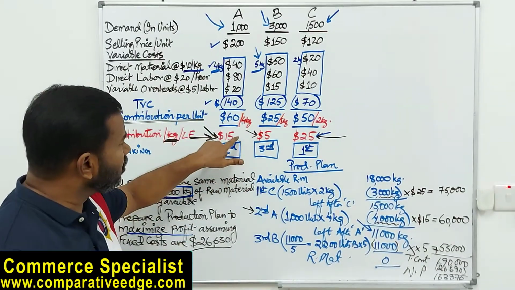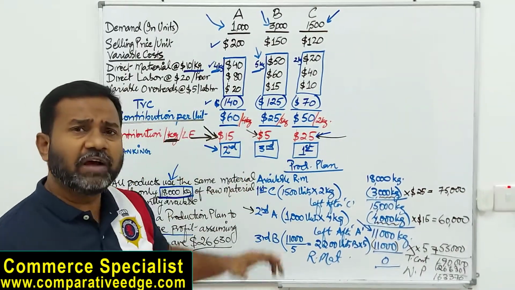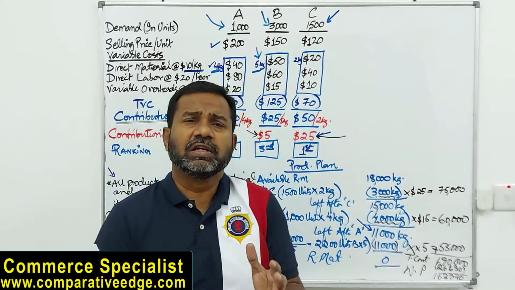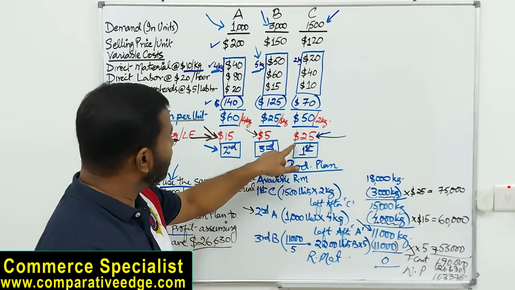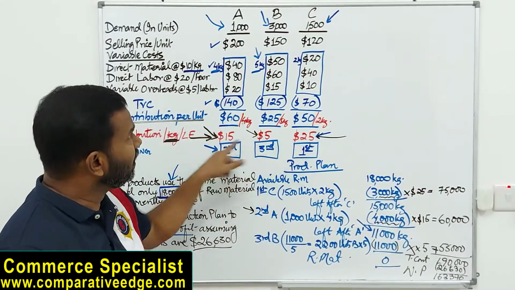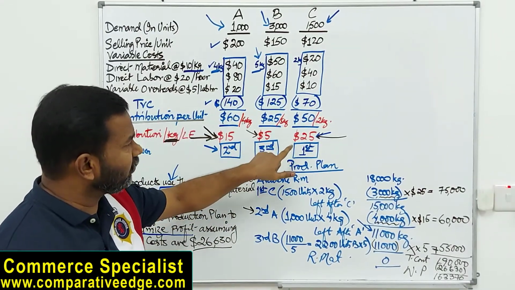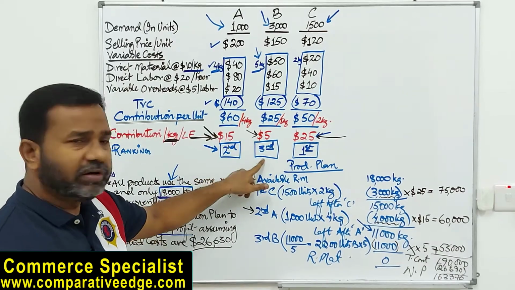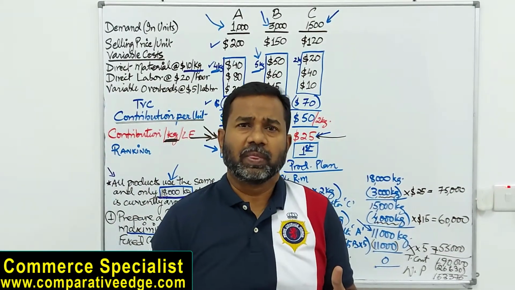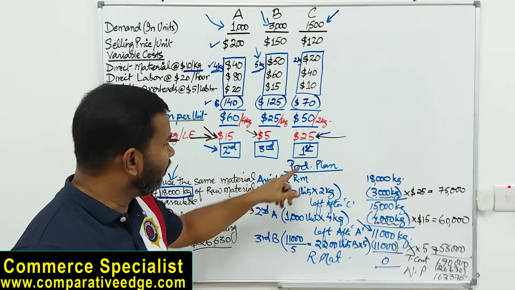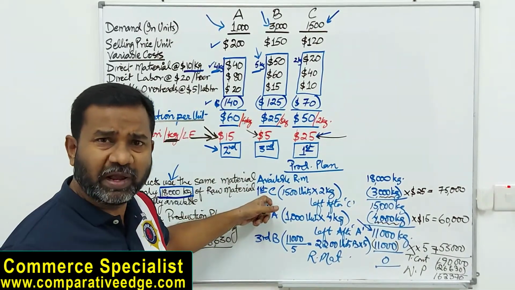Once I get contribution per kilogram in red, then I have to do the ranking. Ranking is the highest is my first priority. So whichever gives me the highest contribution among these 3, C gives me the highest, I give it first rank, second and third. This ranking is my production priority. The first one I will manufacture first, come what may.